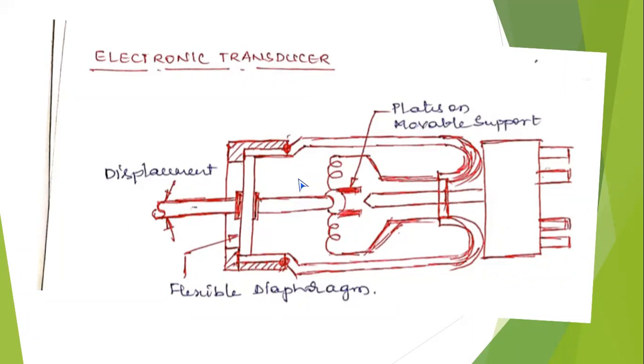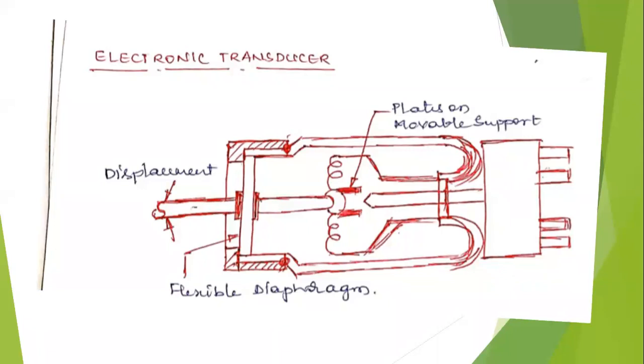Whichever deflection comes from the displacement of the plunger is transferred to the flexible diaphragm, and that is transferred to the plates, which are fixed to the tungsten filament. You have a rod which is connected to the terminals. These terminals are connected to the millivoltmeter or milliammeter.